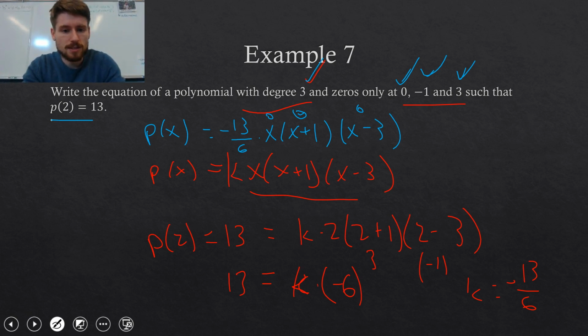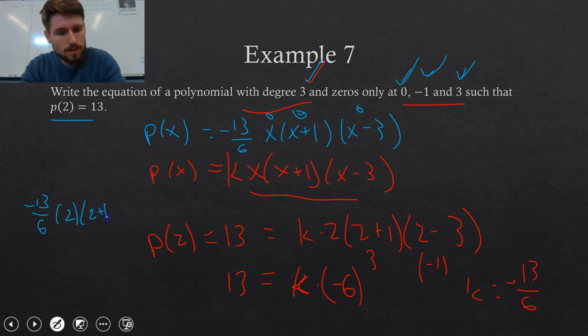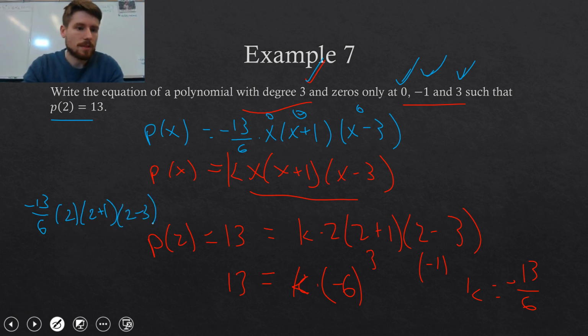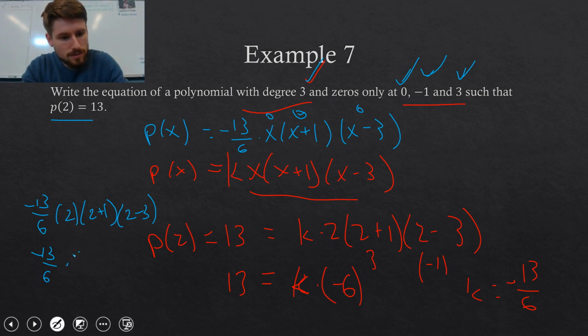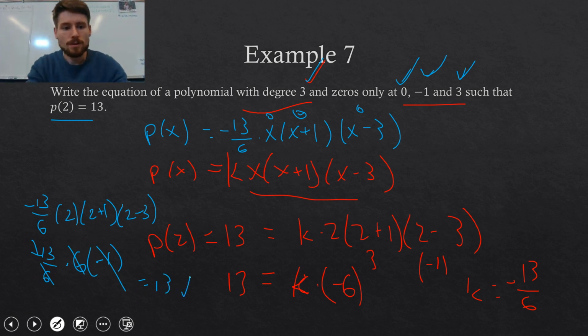Well, let's just double check to see if that's true. So negative 13 over 6 times 2 times 2 plus 1 times 2 minus 3. We're just redoing the problem we did earlier, actually. So this is going to get us negative 13 divided by 6 times 6 times negative 1. The 6s cancel, the negatives are going to cancel, and that gets us 13, as we want. Okay, so that's our final answer.